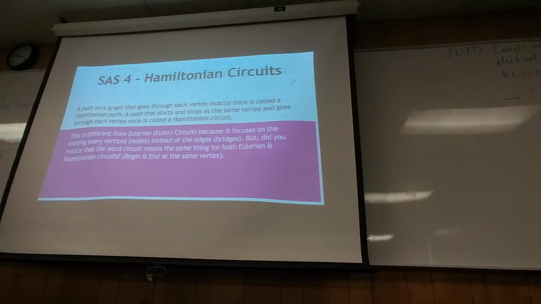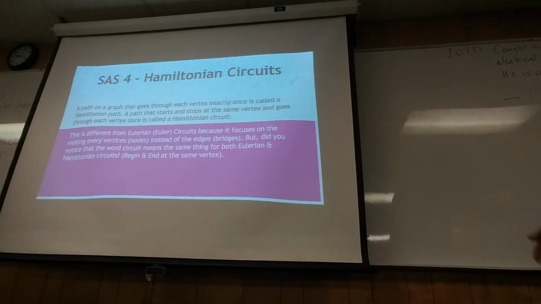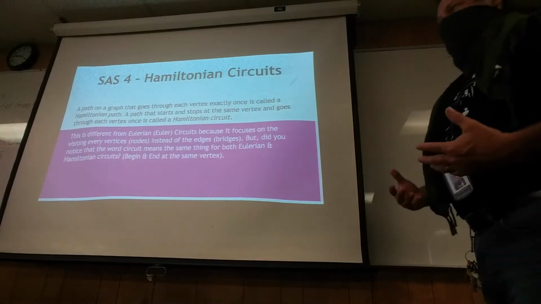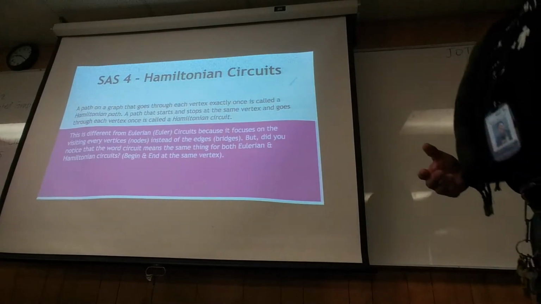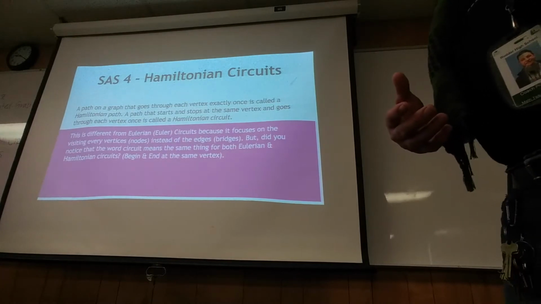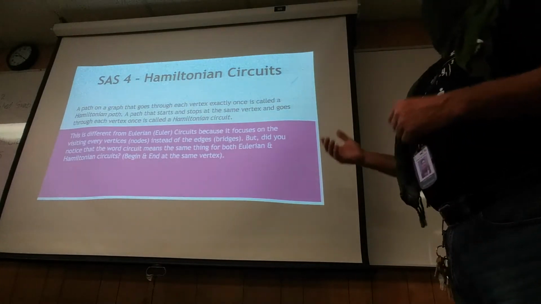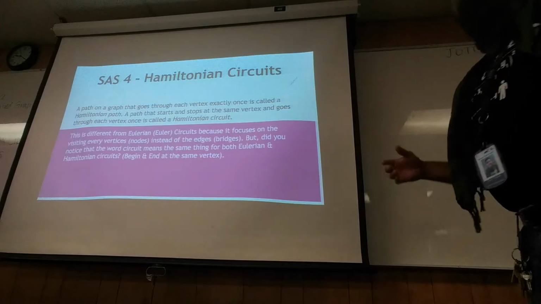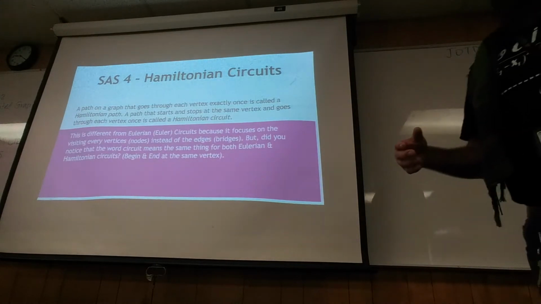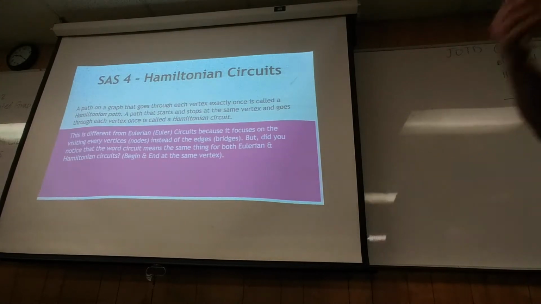I don't know why. So a path on a graph that goes through each vertex exactly once is called a Hamiltonian path. And a path that starts and stops at the same vertex and goes through each vertex is called a Hamiltonian circuit. Now it's a lot different from an Euler circuit and path because they focus on edges there, okay? In this one we focus on vertices, okay? And this is the cool part about it: when you focus on the vertices and the nodes, this is a different animal altogether.